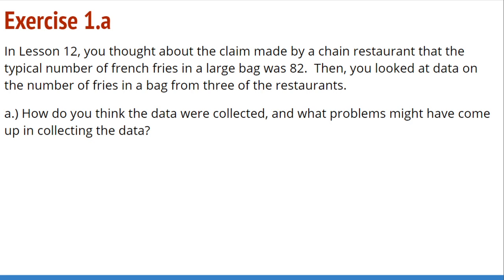So in your math workbook, you'll flip back a couple of pages. In lesson 12, you thought about the claim made by a chain restaurant that the typical number of French fries in a large bag was 82. Then you looked at data on the number of fries in a bag from 3 of the restaurants. So the restaurant claims 82, and then we went to restaurant A, B, and C, and we collected data. How do you think they actually got this data? What did they do to collect it? This would be a time to pause and think about that for a second. How did they come up with the numbers of French fries in the bags?